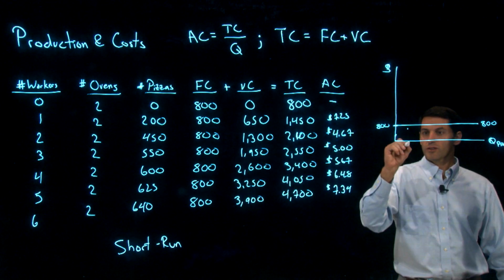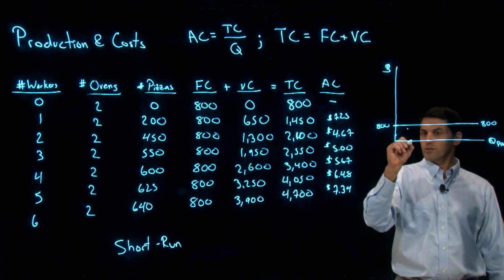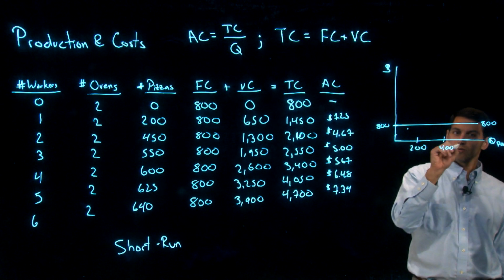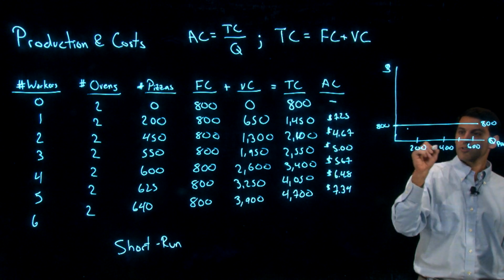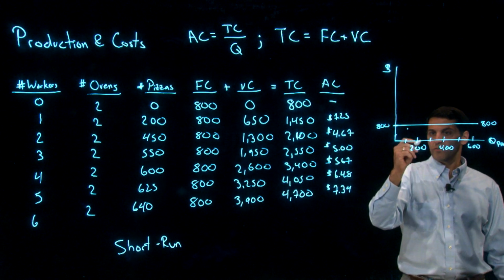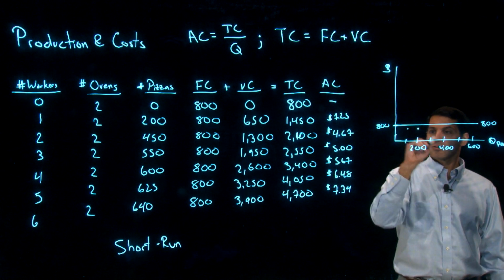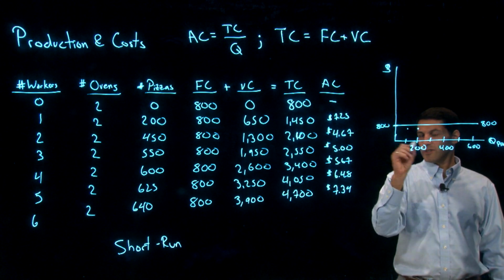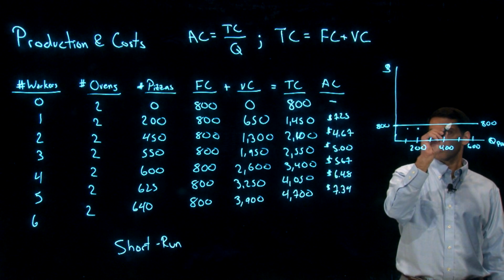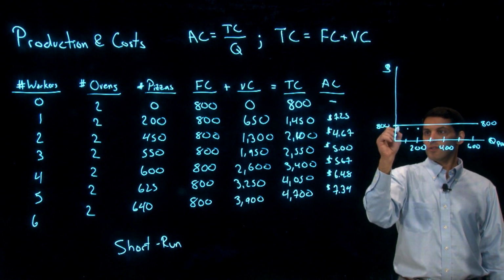So if I were to do this at, say, $200, $400, $600, some dashes in between for the other hundreds. So that first worker, right, gives me the 200 pizzas. So my variable cost is at $650 for the 200, and then with 2 workers, it goes $450, gives me $1,300. So that was that 800 there.